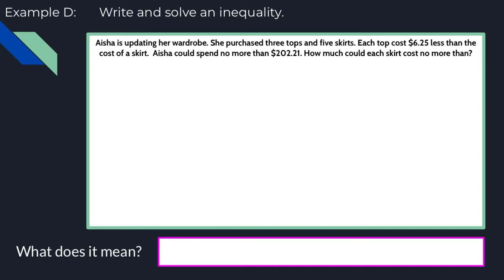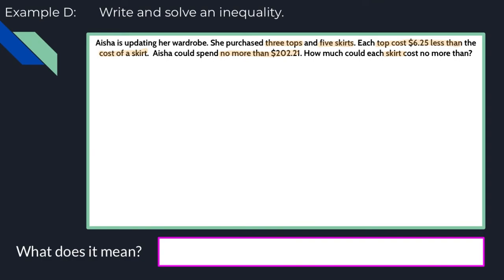So let's start by highlighting our important information. It's important that she purchased 3 tops and 5 skirts. It's important to us that the tops cost $6.25 less than the cost of a skirt, so that whole part is important. She could spend no more than $202.21. So we need to know the cost of a skirt. All right, now this is all important information, but this is going to get a little bit tricky.